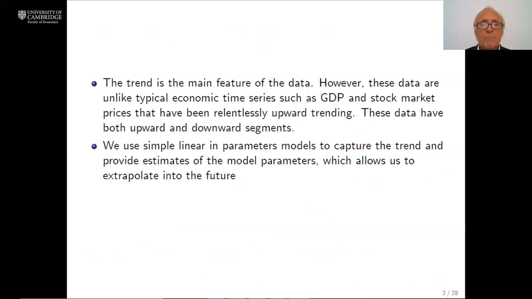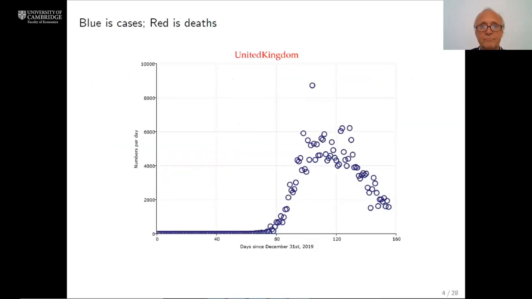This is about modeling, and the main feature of the data that we want to model is the trend, which is something that economists are very familiar with. But unlike most economic time series, such as GDP and stock market, which tend to have upward trends, these data have both upward and downward segments. So we need a model that's going to capture both of these things. We try to use very simple methods to capture this trend, and the model is going to allow us to extrapolate into the future. So let's start with some data.